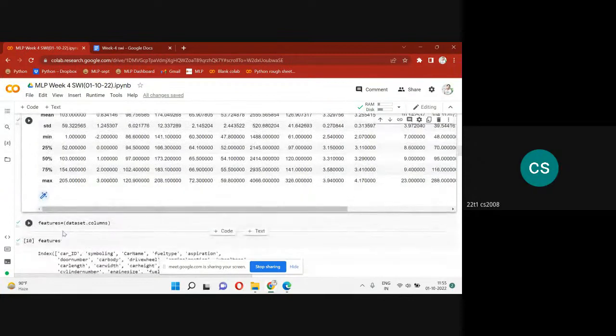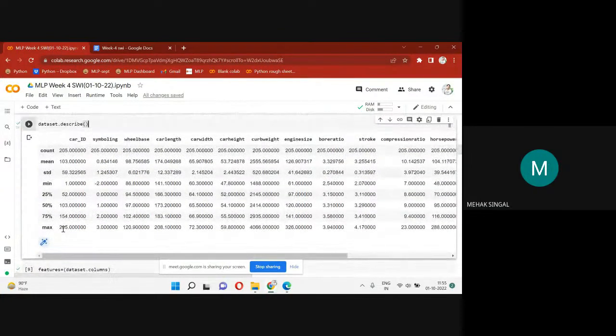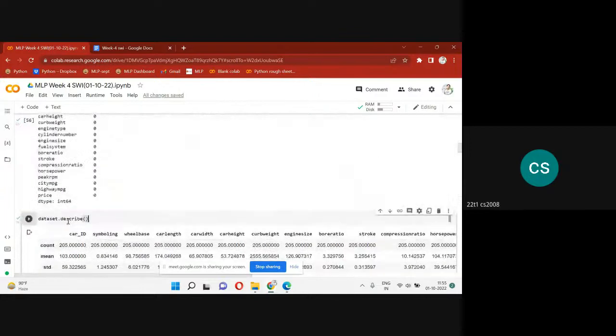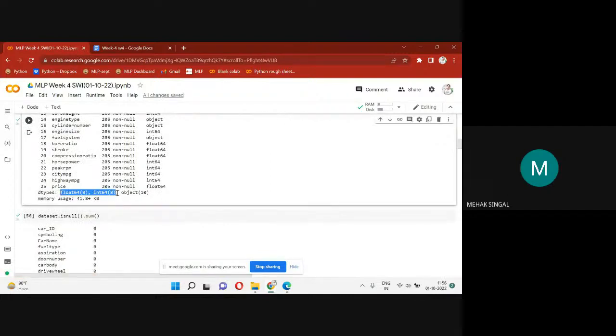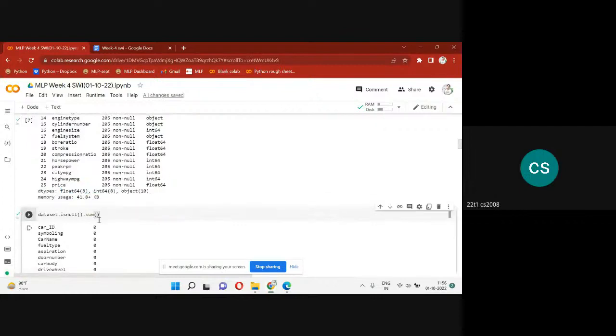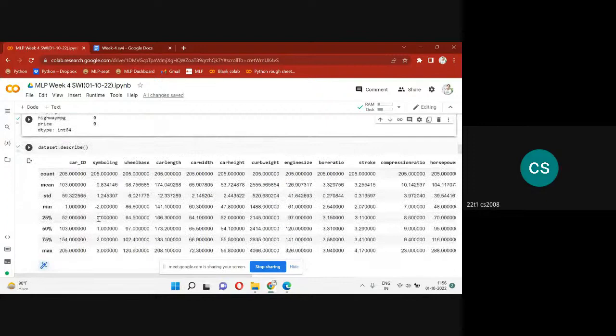There is also one method: dtypes dot value counts. Yes, we discussed that here. That's true. It can give you the number of categorical columns and the number of numerical columns.